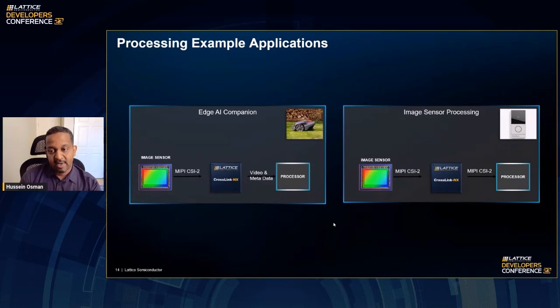On the right hand side is, again, an application of image sensing and processing, offloading the ISP pipeline from a processor, interfacing to the image sensor, processing images, and providing good quality images. And there are some specific advantages to FPGAs with video processing. And again, take a look at my session on this topic.